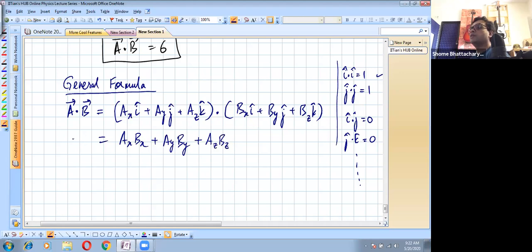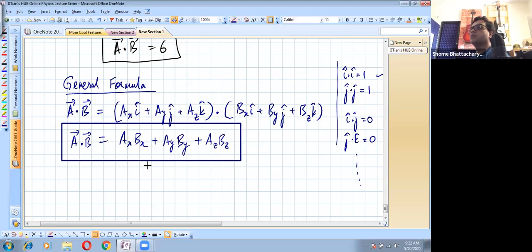So from now on, whenever we are using component notation, instead of the definition formula AB cos theta, the formula that we use is this. That dot product of two vectors is product of their x components plus product of their y components plus product of their z components. So very, very simple interpretation. So this now becomes like a definition or a formula for dot product in component form.